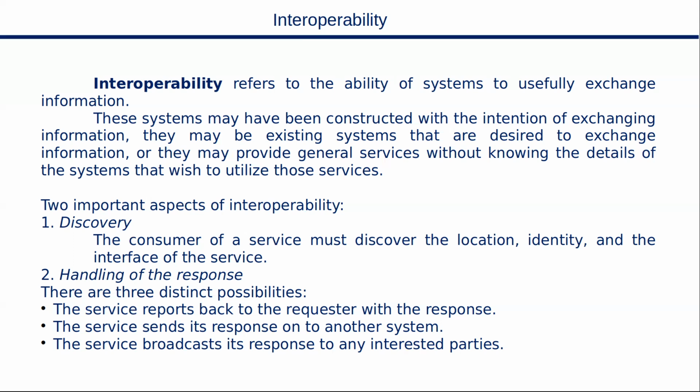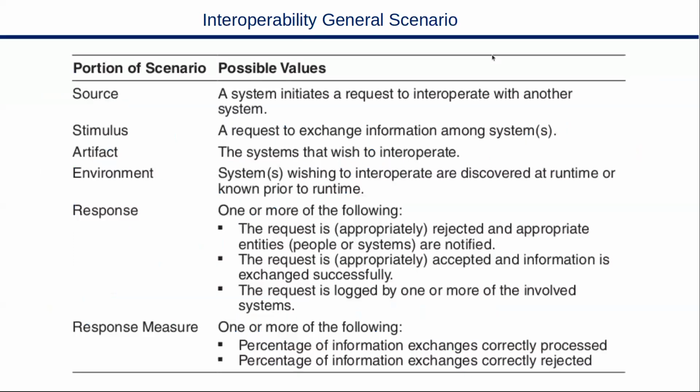Let's take a look at the general scenario. Here you can see the general scenario for interoperability. Let's take a more detailed look. Here we have the same structure of source, stimulus, artifact, environment, and response measure. What can be the source? The possible value for the source can be the system that initiates a request to interoperate with another system. It can be the source of the action. The stimulus is the request to exchange information among systems.